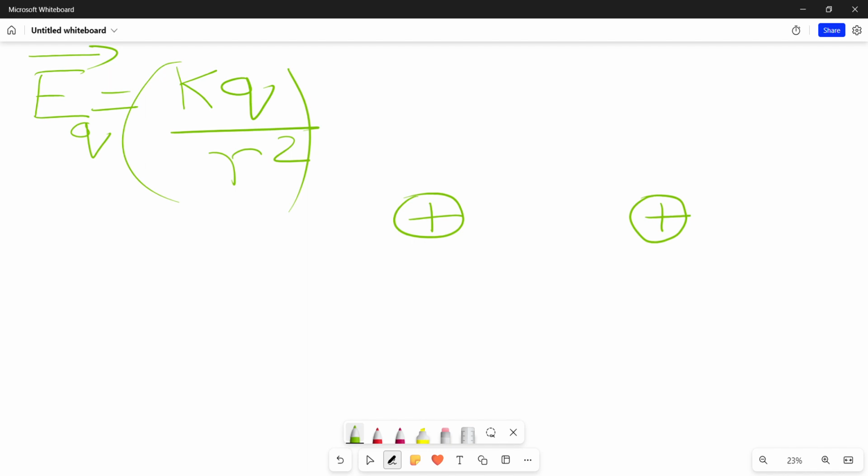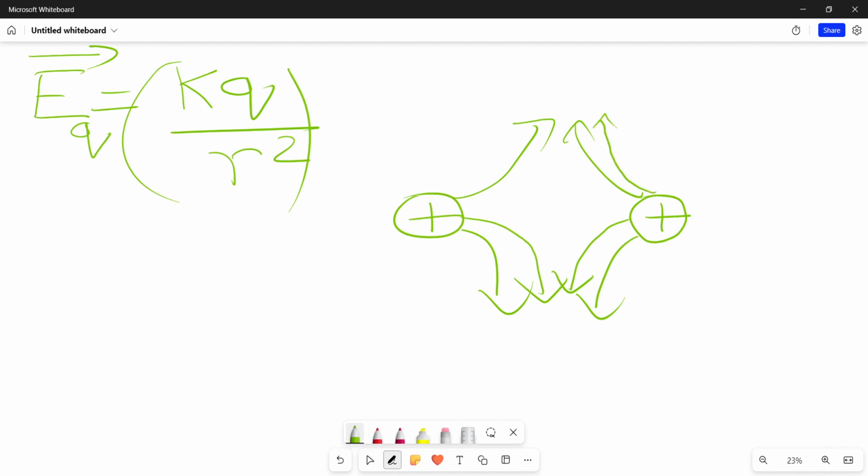Let's take two positive charges. These are how the field lines align. I'll just make it simple in here so we get the idea. Pardon my handwriting, but I think we get the idea here.